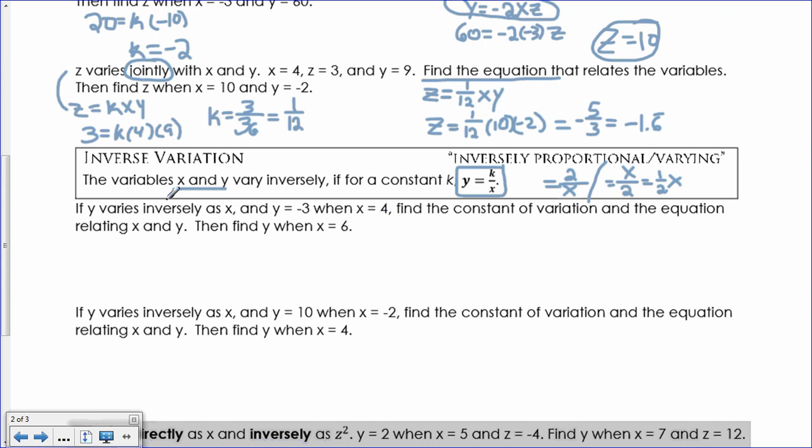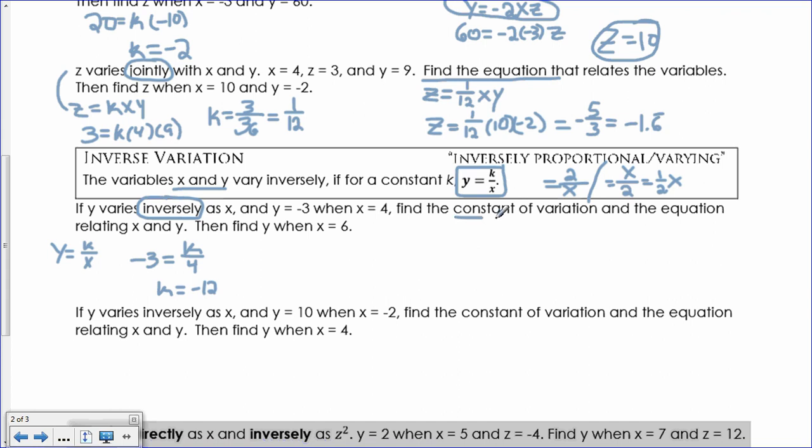So the first one, again, you want to look for the keyword directly, jointly, or inversely. This one's inversely, so we know our skeleton equation would look like this, and you do need to memorize these, what the equations would look like with the constant of variation and the position of the variables. We have y on the left and x on the right side of the equal sign. They give us y is equal to negative 3 when x is 4. So if I'm going to solve for k, I need to multiply the 4 over. So I get k is equal to negative 12.